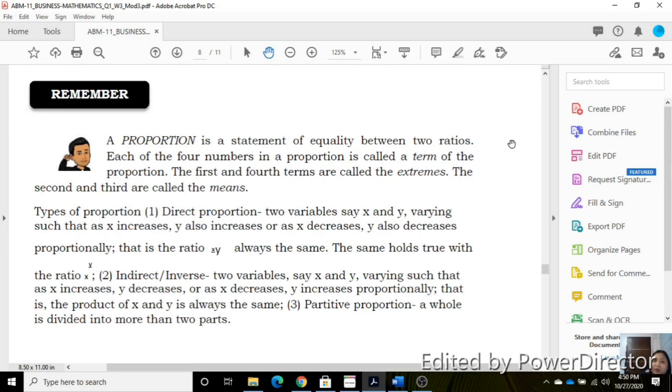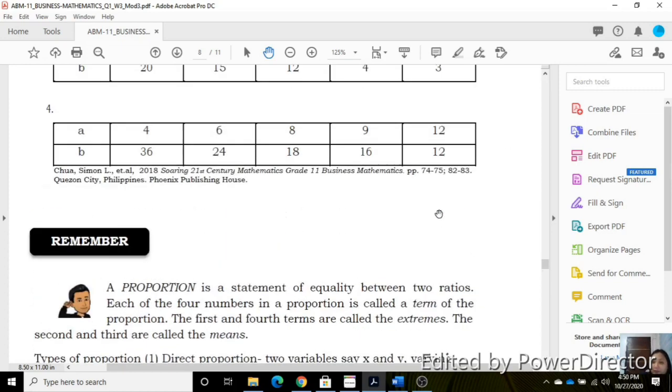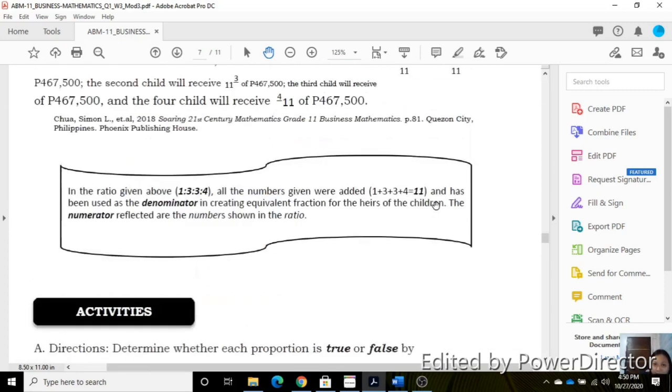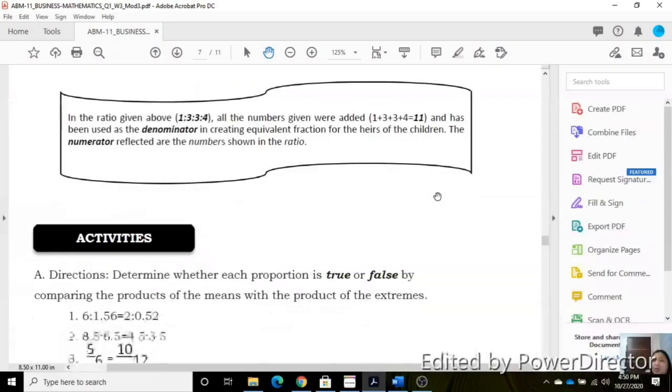So we have types of proportion. Okay, number one, we have the direct proportion. Two variables, say x and y, varying such that x increases and y also increases, or as x decreases, y also decreases. So always remember, proportionally, the ratio x/y is always the same. Okay, so lagi siyang kapag dinivide mo siya.